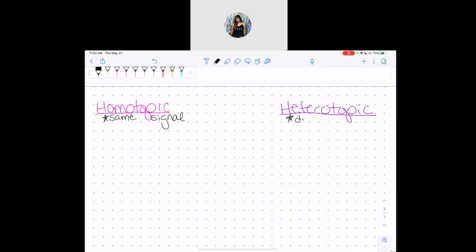Different signal. Exactly. This is super ugly, but that's fine. If at any point you can't read what I wrote, please let me know.